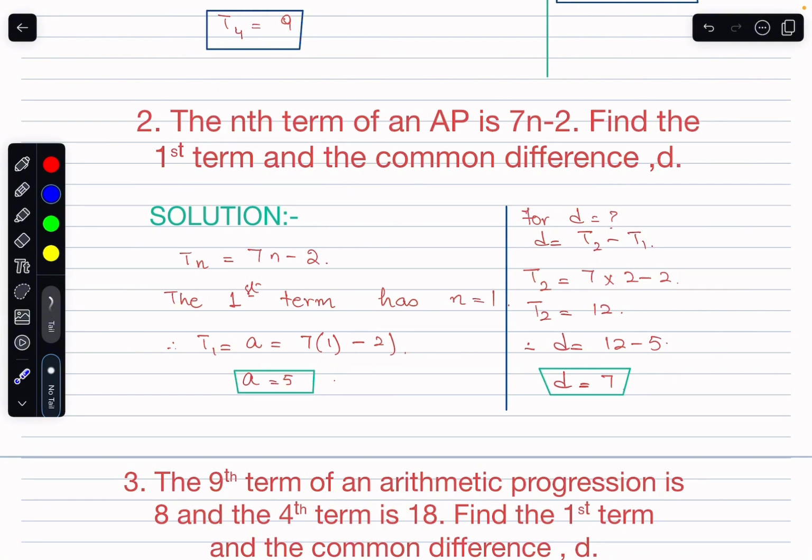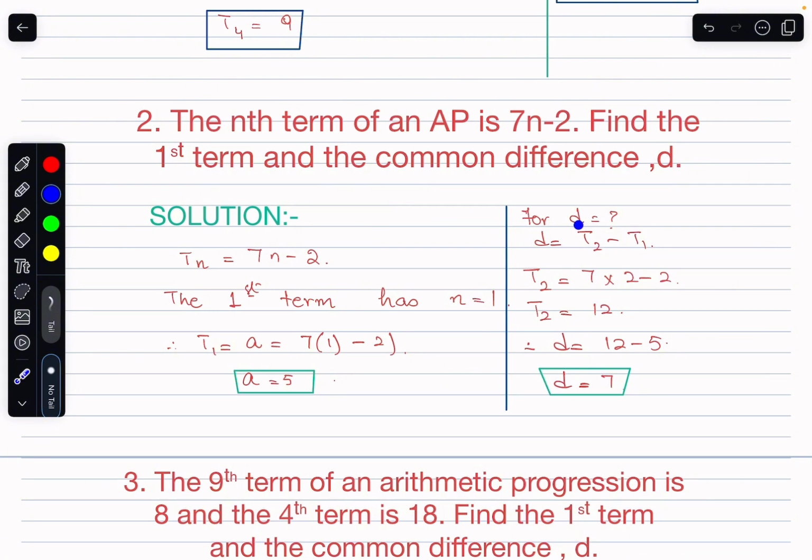Asking for the first term, therefore I should know that the first term has the n value equal to 1. Therefore, A shall be equal to, substituting n with 1, 7 times 1 minus 2, and my A, or the first term, should be equal to 5 here.